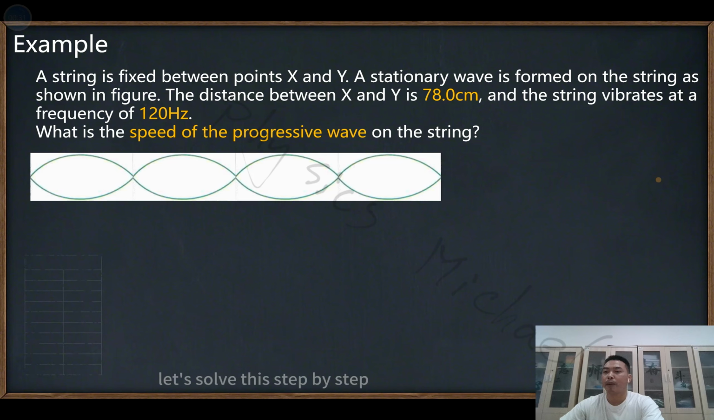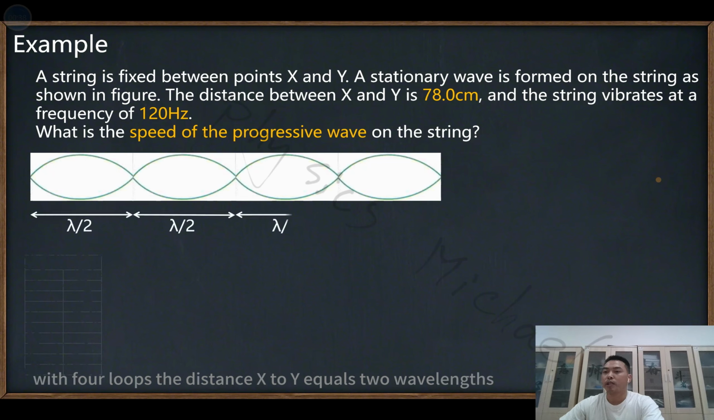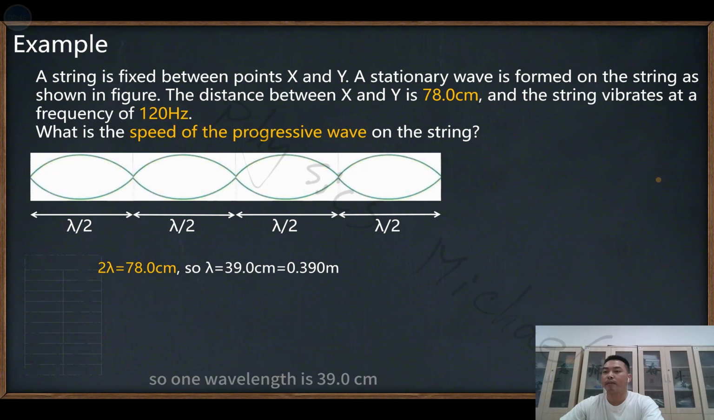Let's solve this step by step. With 4 loops, the distance x to y equals 2 wavelengths. So one wavelength is 39.0 centimeters, or 0.390 meters. Using the wave equation, speed equals frequency times wavelength. 120 times 0.390 equals 46.8 meters per second.